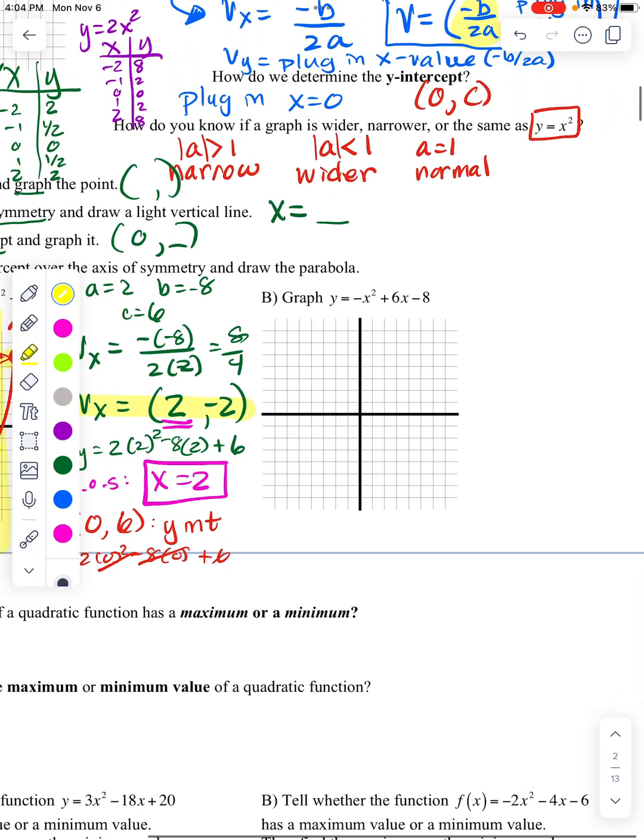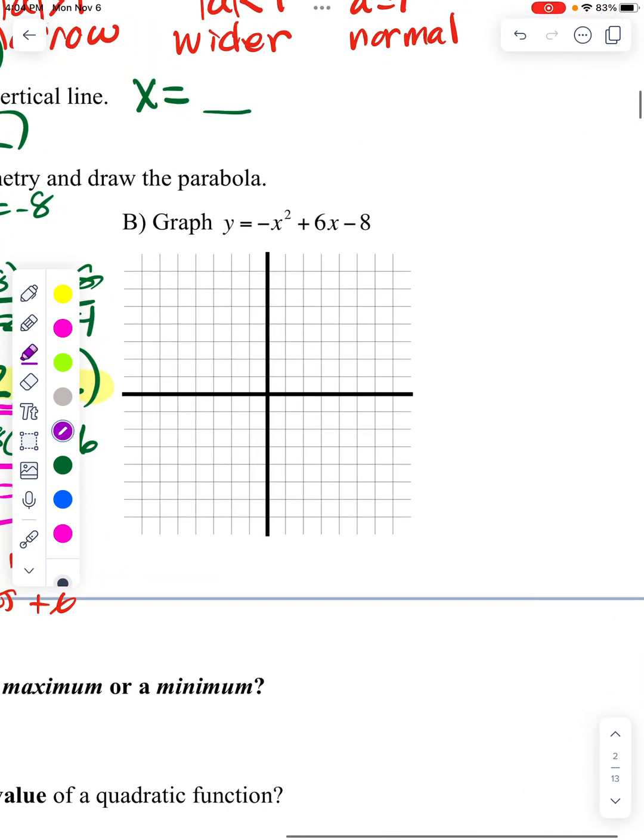Okay, so just trying to see how many examples we have here. Now I'm going to go ahead and try this again. A is going to be whatever's in front of the x squared, so -1. So thinking about what that's going to mean, my graph is going to open down or face downward.